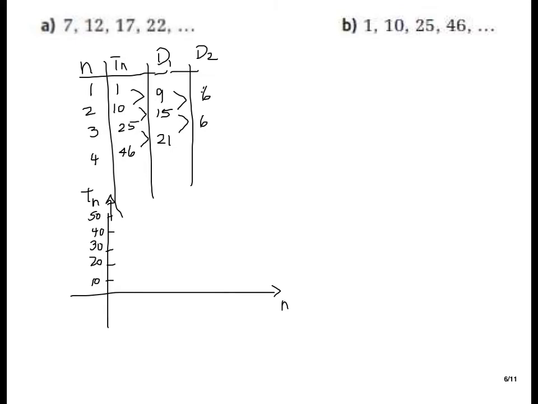Now term number 1 is going to be 1, which is going to be somewhere around here. Term number 2 is going to be 10, so it's going to be here. Term number 3 is going to be 25, so it's going to be somewhere here. And term number 4 is going to be 46, which is going to be somewhere around here. And as you can see, the graph looks like a parabola which opens upward.